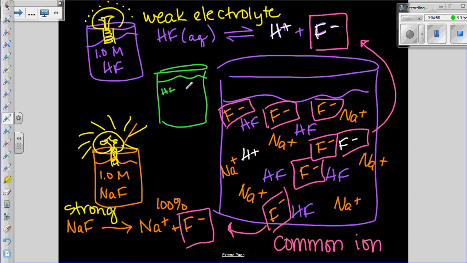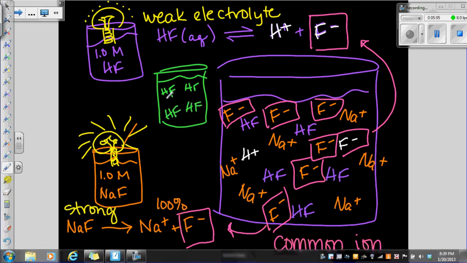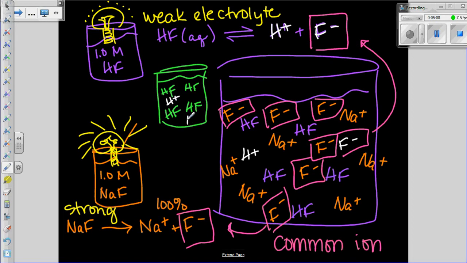So I've got lots and lots of hydrogen fluoride, and I have just a little bit of hydrogen ions and fluoride ions. Okay, so I'm looking at this equilibrium. If you think back to Le Chatelier's principle, if we take something that is common to this equilibrium, in this case the fluoride ion, and we are adding more of this fluoride ion, what we are doing is increasing the concentration of that ion. And in this case, we're calling it the common ion.